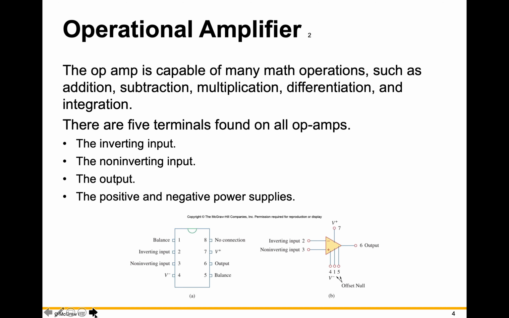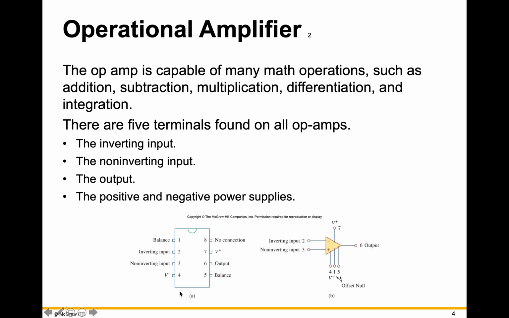So the op-amp is capable of a lot of different math operations. We already said that. We can do addition, subtraction, multiplication, differentiation, integration. So on all op-amps, we have 5 inputs, and typically we have 8. But all have to have at least 5. There is the inverting input, the non-inverting input, the output, and the positive and negative power supplies.